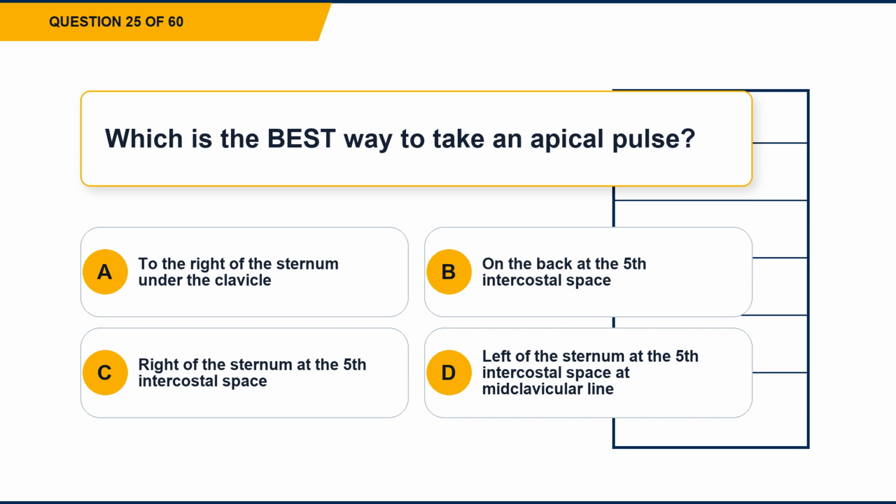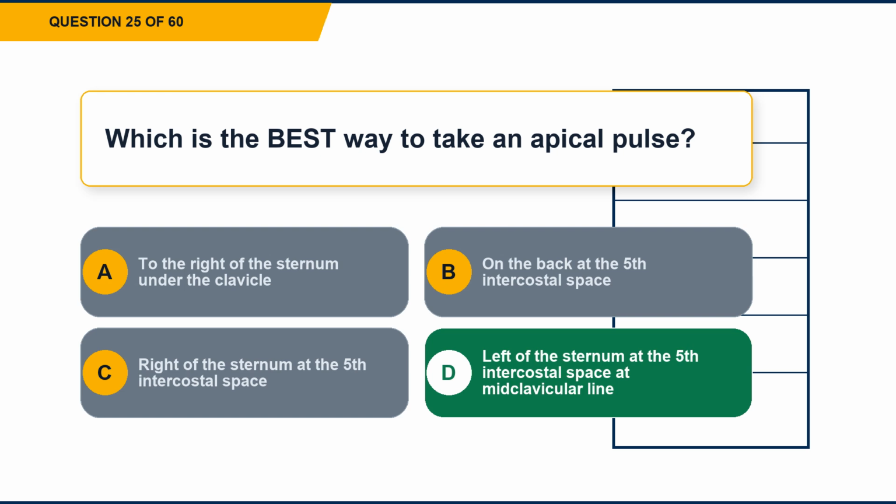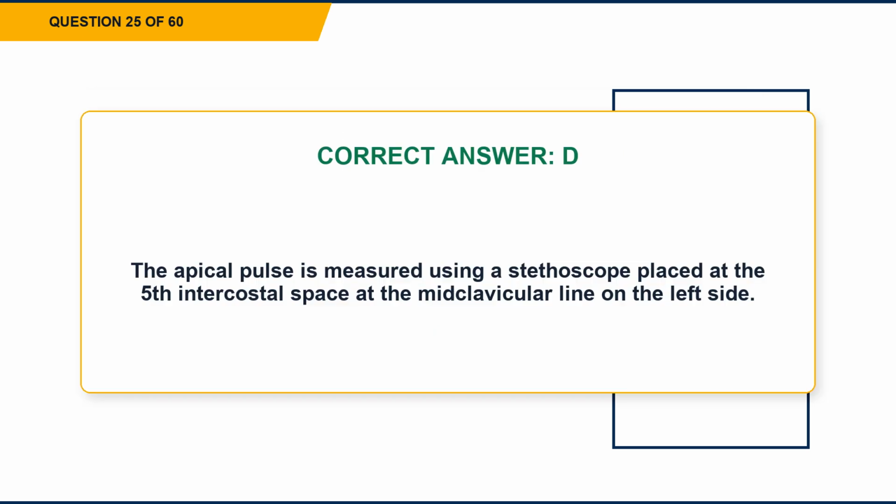The correct answer is option D. Left of the sternum at the 5th intercostal space at mid-clavicular line. Explanation. The apical pulse is measured using a stethoscope placed at the 5th intercostal space at the mid-clavicular line on the left side.